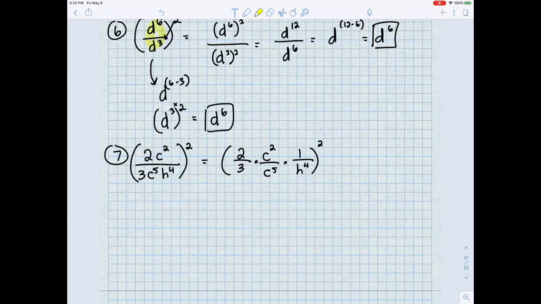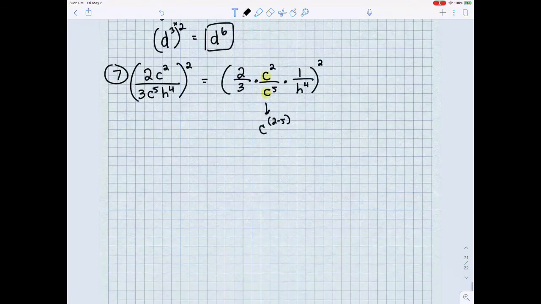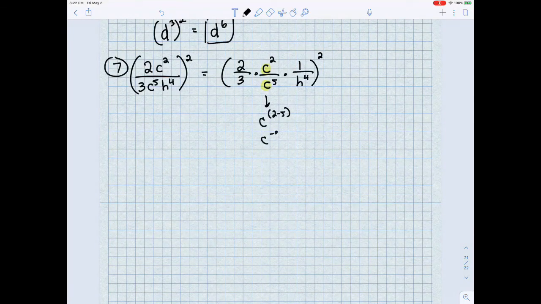I believe I can solve this section because my bases are the same. So let's see. This is the same thing as c to the 2 minus 5 power. So that is c to the negative third. So let me rewrite it. So I have 2 in the numerator, c to the negative third, and then 1 in the numerator, but I don't need to write it. So now I have 3 in the denominator, and just h to the 4th in the denominator. And that is all raised to the second power.